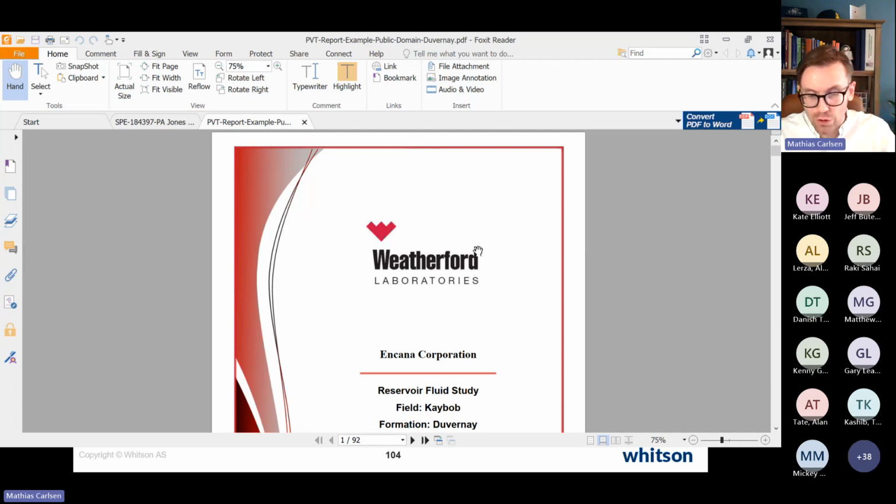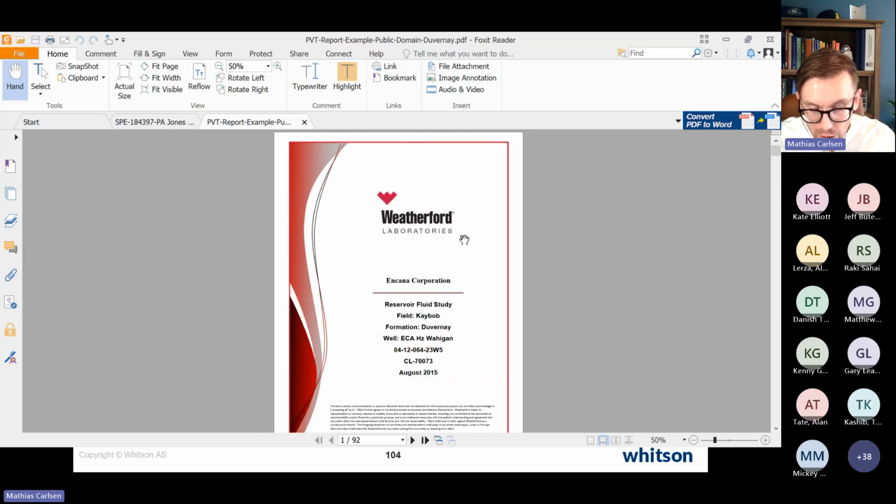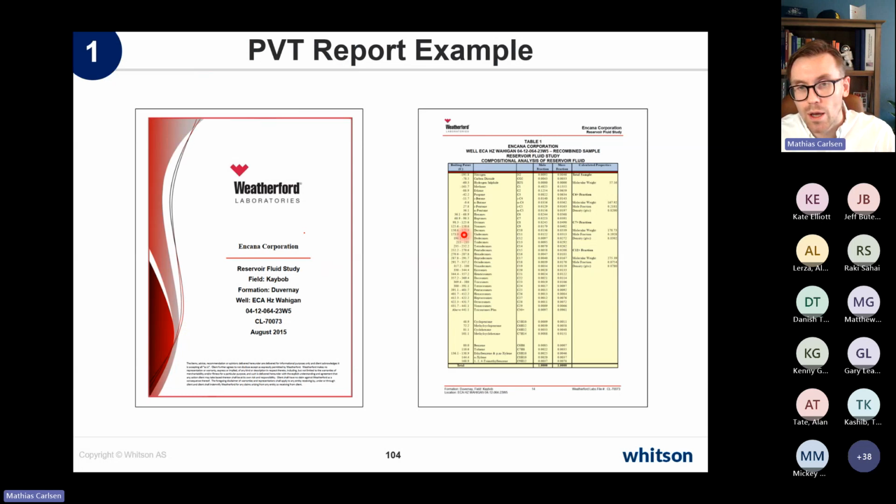So first of all, this is how a PVT report looks. It typically has a lot of information in it. Most of it, as we will talk about in a sec, is not measured, but calculated. Before we go there, we're going to talk about what are the basic things that we measure in a PVT report.